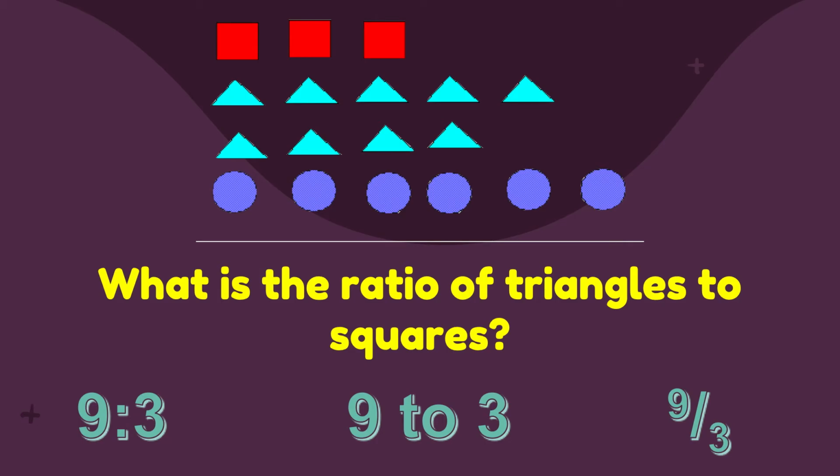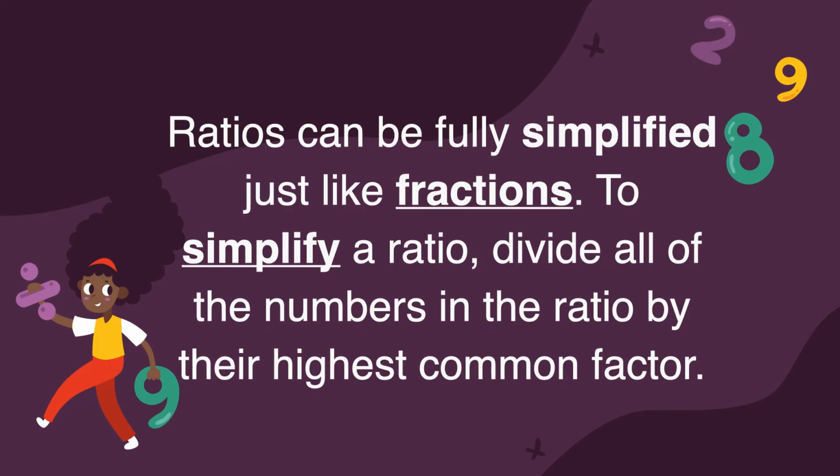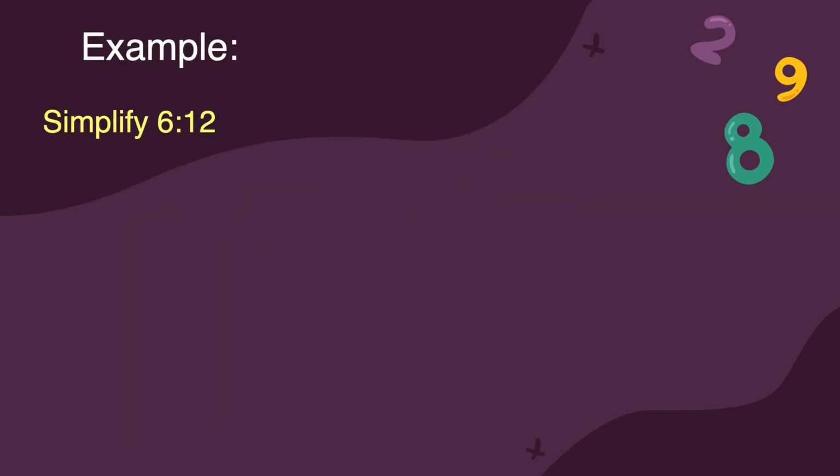Let's look to see how we can simplify these ratios. Ratios can be easily simplified just like fractions. To simplify a ratio, we use the operation of division. Divide all of the numbers in the ratio by their highest common factor. Let's look at this example. If we wanted to simplify 6 to 12, what would we do?